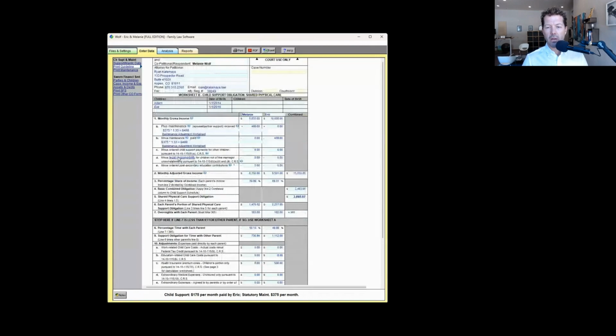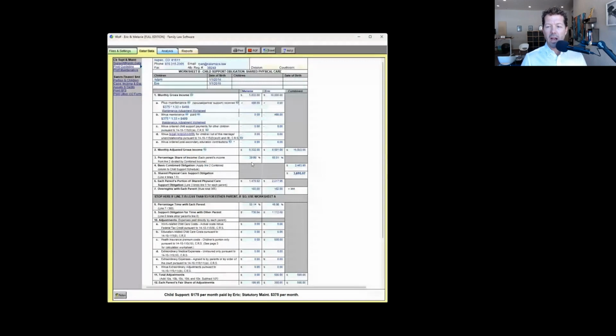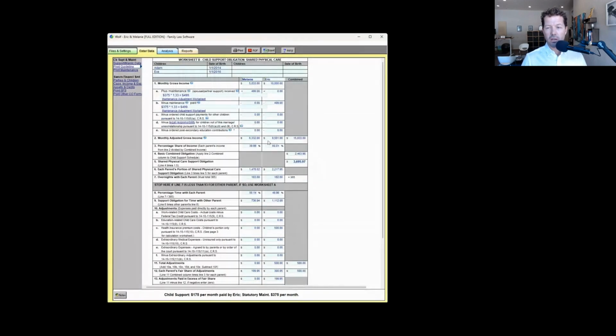We'll get into some of these other line items, the child support payments for other children, the post-secondary education contributions. All of those things can matter, but they are fairly rare. But this scenario contemplates that Eric is going to be paying Melanie maintenance, spousal maintenance, alimony, and that's going to be included. So what we have is the monthly adjusted gross income, and then we have the percentage share of income. And really, the idea behind child support is coming up with who is responsible for what on general expenses for the children.